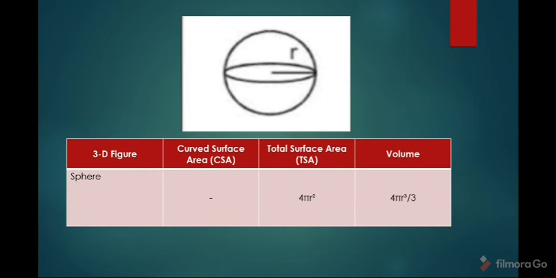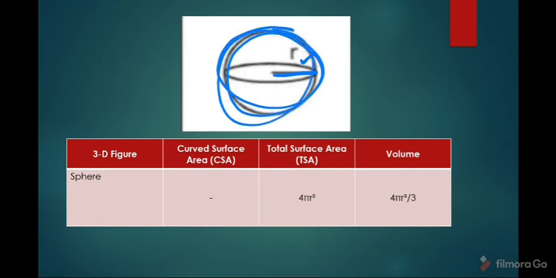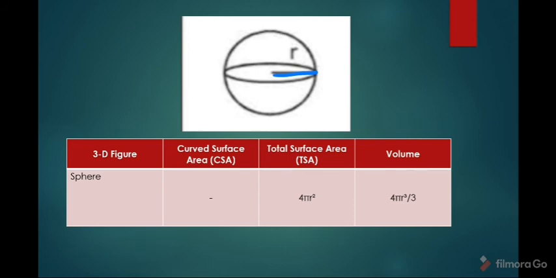Similarly, for the sphere, the proper example is a football. If you consider the radius of the sphere as r, there will be only one surface. Here the total surface and curved surface are the same, because for a sphere there is only one face. The surface area will be, sorry, 4 pi r square. Total surface area will be 4 pi r square, and the volume will be 4 by 3 pi r cube.